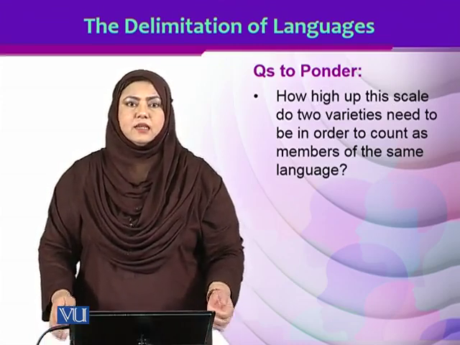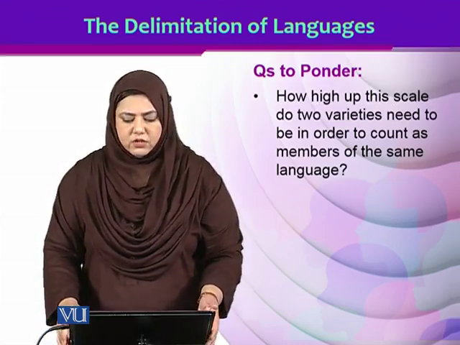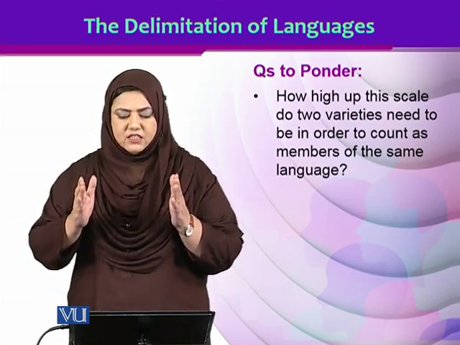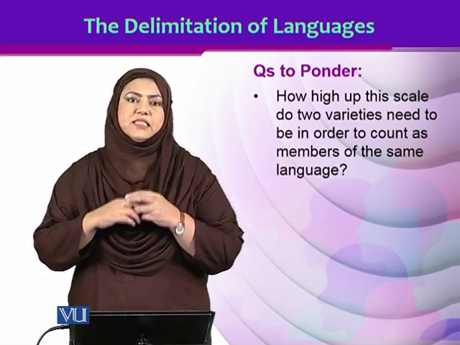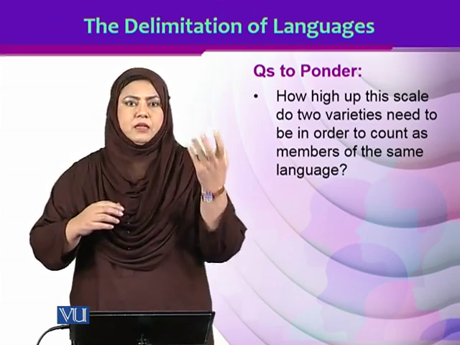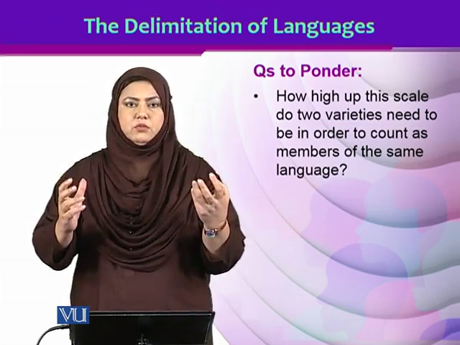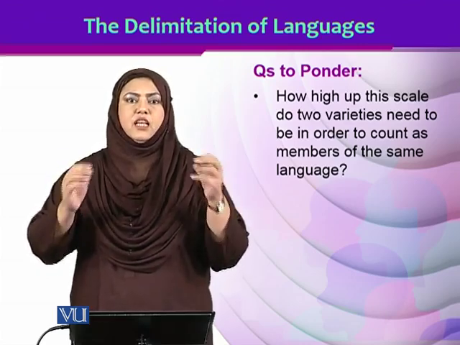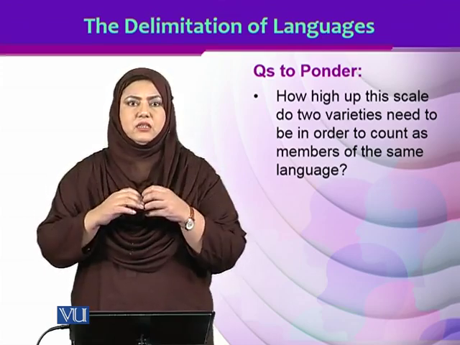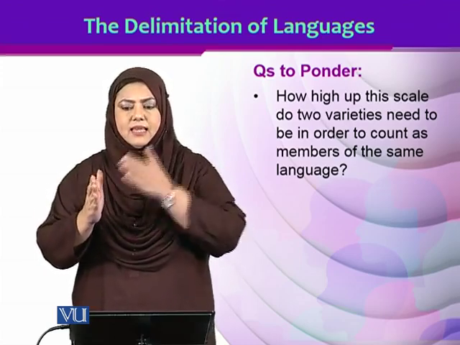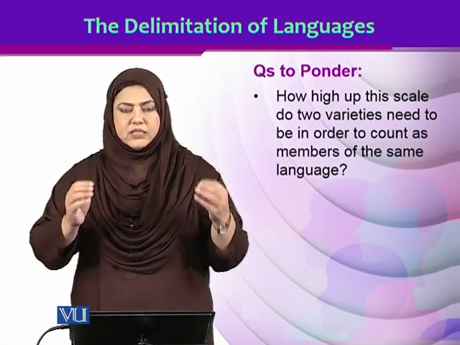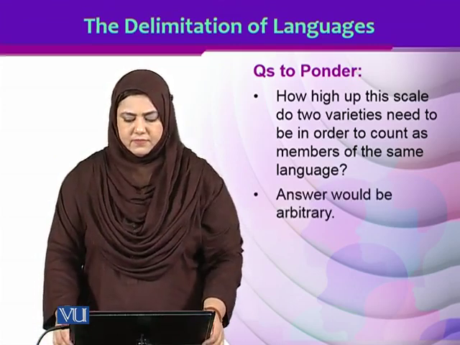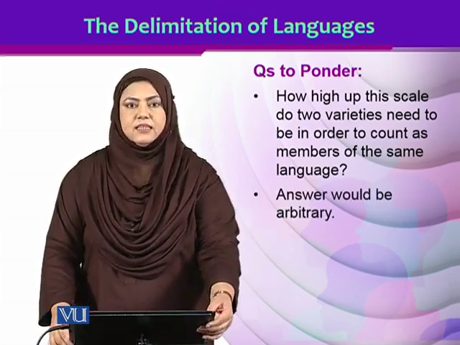So this raises certain questions, and we have certain questions to ponder over. For example, how high up this scale do these two varieties need to be in order to count as members of the same language community? Community 1, Community 2, people speaking two different varieties and understanding each other. How much understanding on the scale is required to say that both these varieties actually are one language? Actually, the answer, as I said earlier, is very arbitrary.